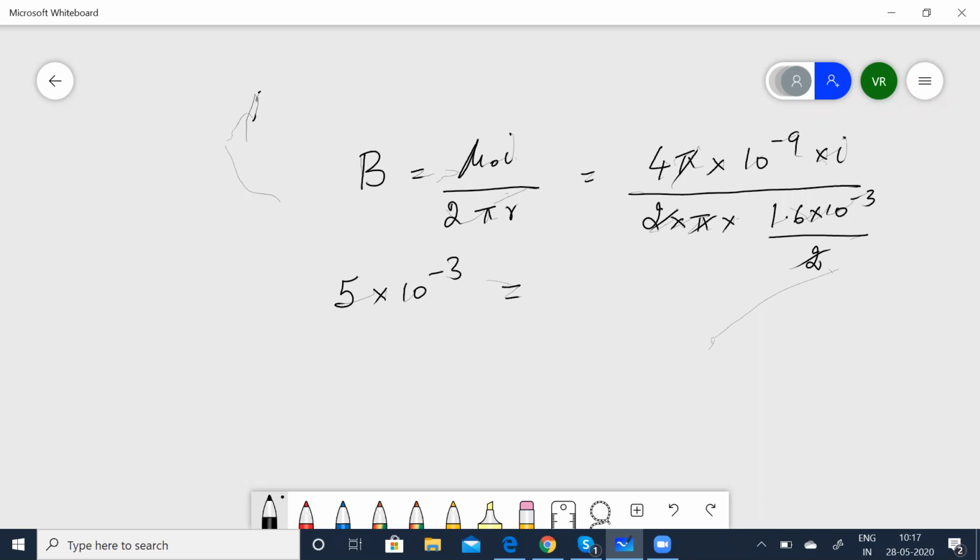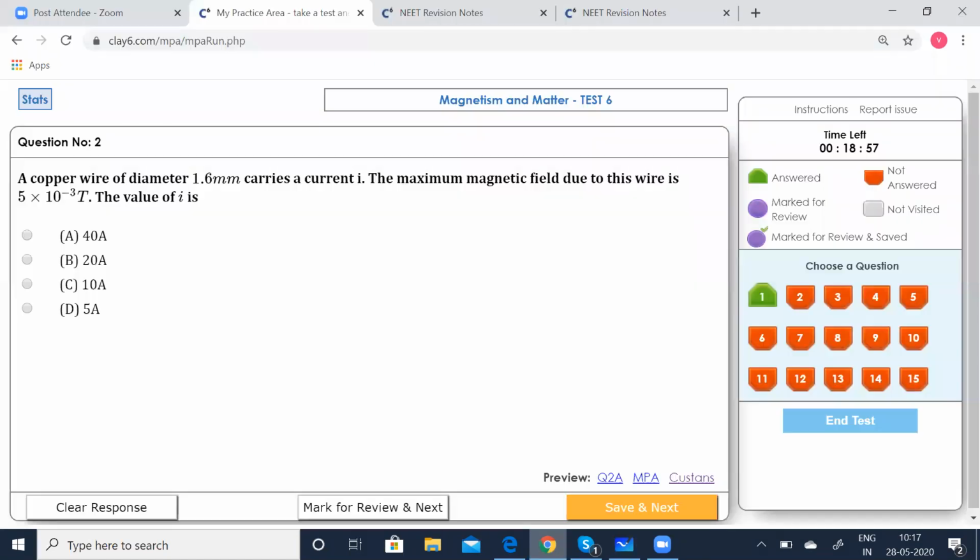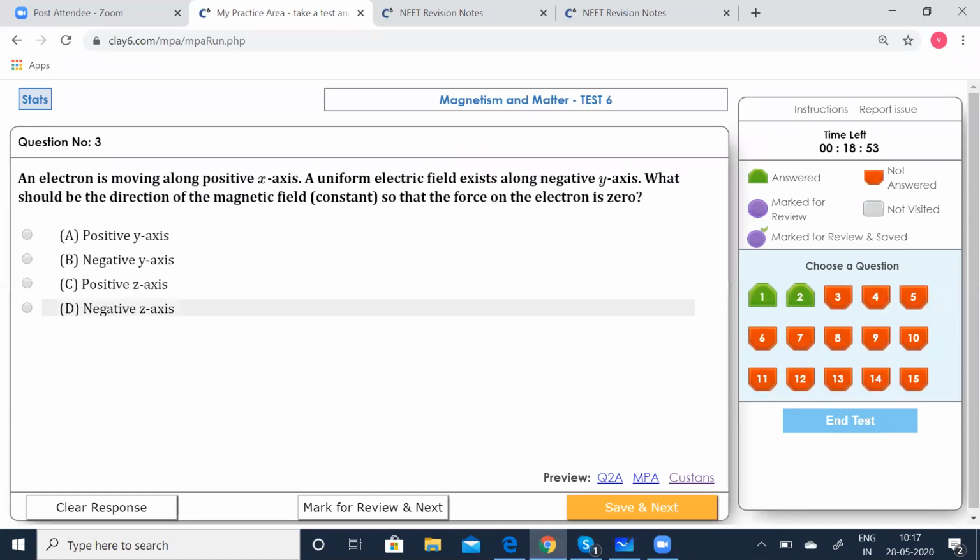So you can equate this to this. After simplification, we can see that I is equal to 20 amperes. Let's see which option is correct. 20 amperes, B is correct. Save that, go to the next.